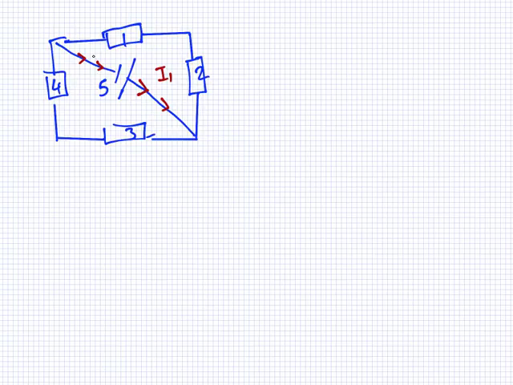However, what happens when it reaches this junction? It splits. Some of it goes this way, and some of it goes this way. We don't know how much. So we'll call this one I2, and this one I3. Yes? It moves along here, and then rejoins back to form I1. Likewise, this moves along here, and rejoins back here to form I1.